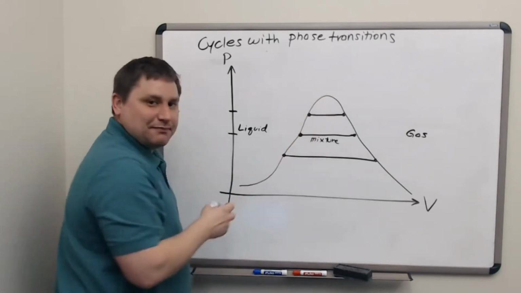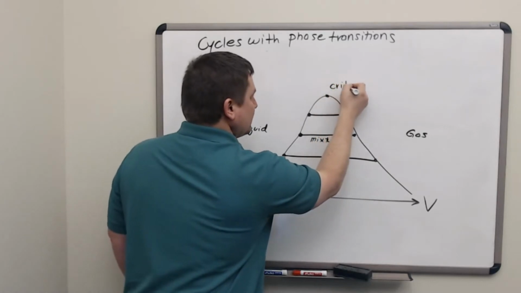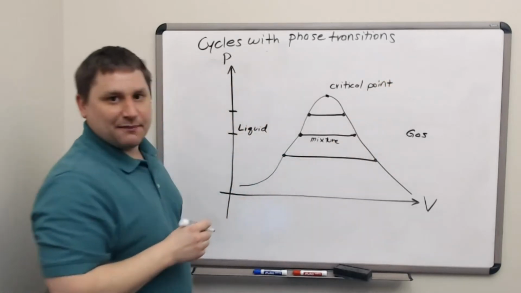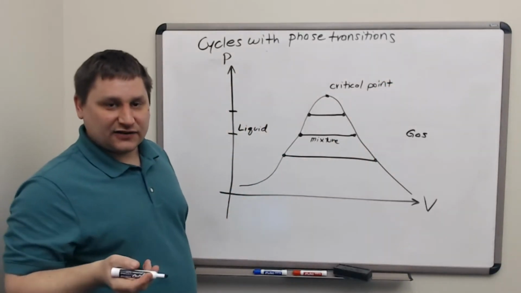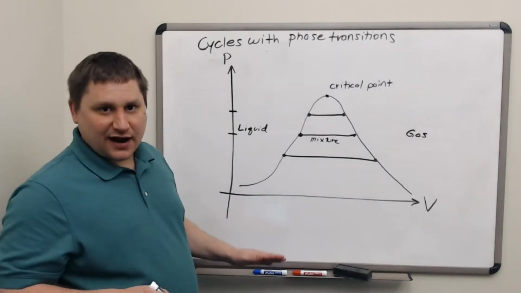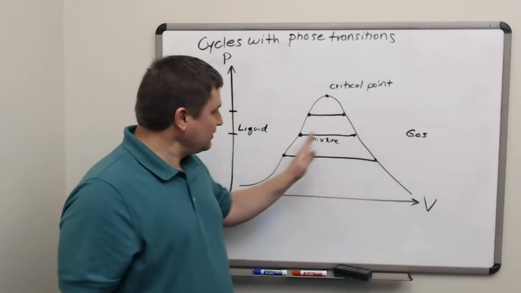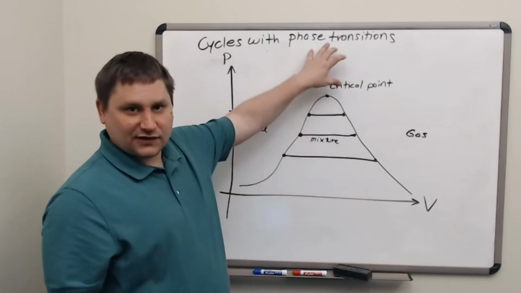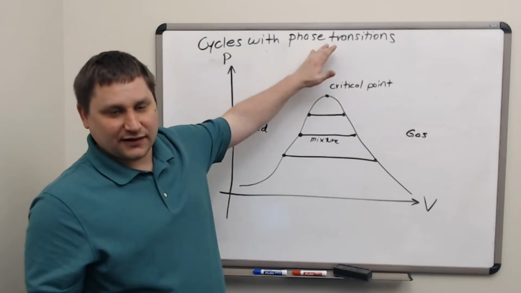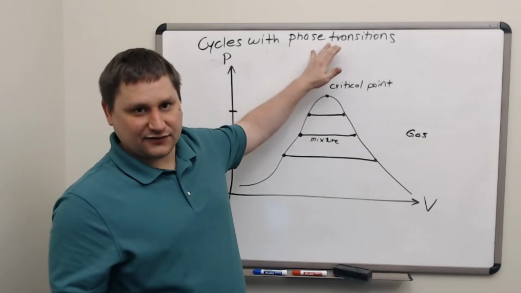We'll discuss the top point in a later lecture, but this is called the critical point. It's a special temperature, volume, and pressure at which the distinction between liquid and gas vanishes. This envelope divides the PV diagram into four regions: pure liquid, pure gas, liquid-gas mixture, and what's called supercritical fluids up here. We're not going to deal with any cycles that use supercritical fluids, though we will investigate them more when we talk about phase transitions in general.